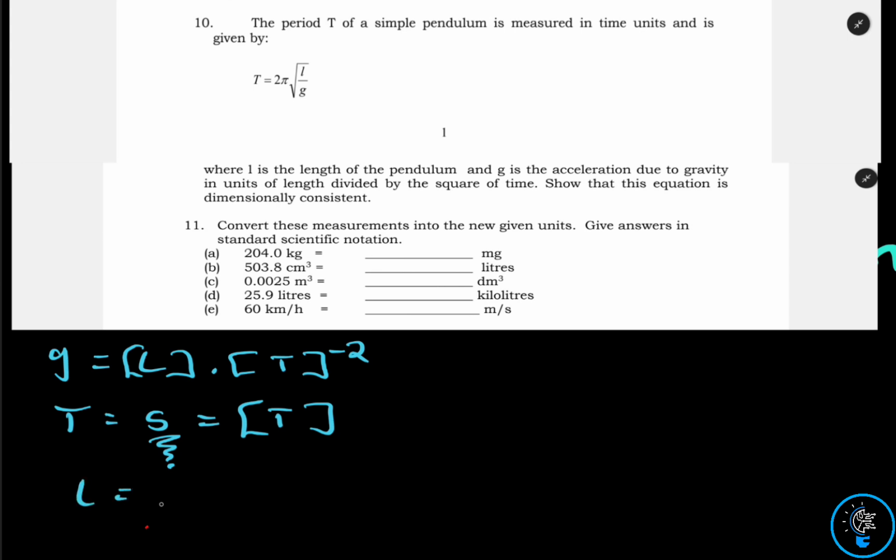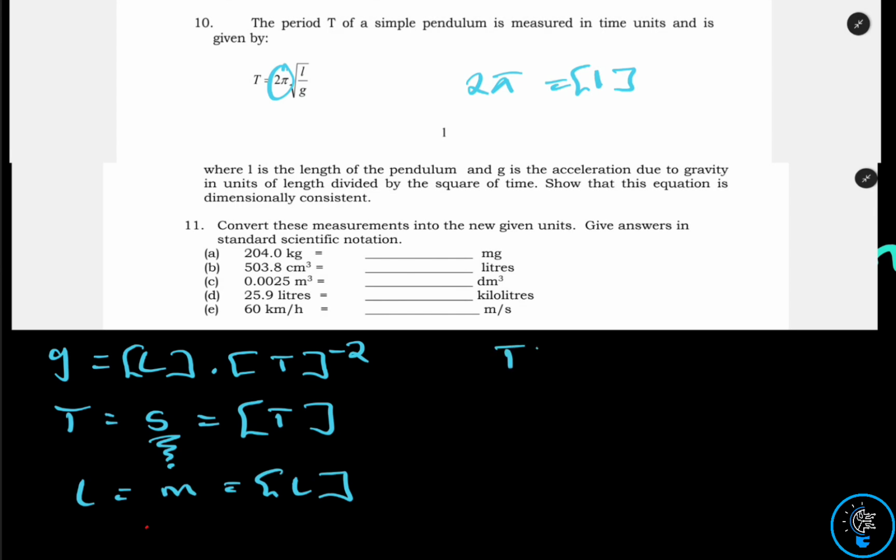Okay, let's write the dimensional formula for L. L is length, and length is measured in meters, so we can say L is the dimensional formula. We have G, we've written it. And 2 and pi are constants, so 2 pi has a dimension of 1. No need of writing it down. Now it's just a matter of plugging these into our formula.